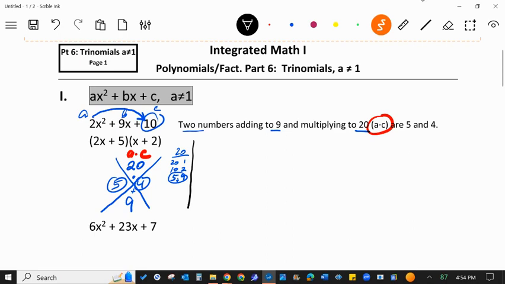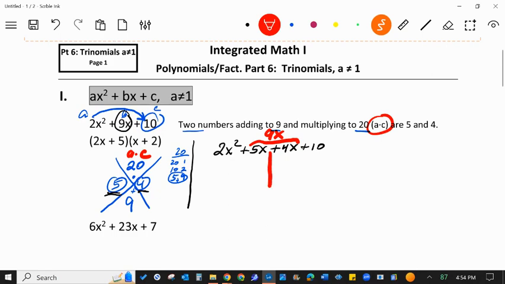The classic way, which in some ways is actually the one that makes the most sense, is to take these two numbers, put the 2x squared, take the 9x and split it up as these two. I'll do plus 5x plus 4x, and then put the plus 10. So really all we're doing is taking the 9x and just writing it in a different form. But doing that allows us now to use the grouping method to basically break it down.